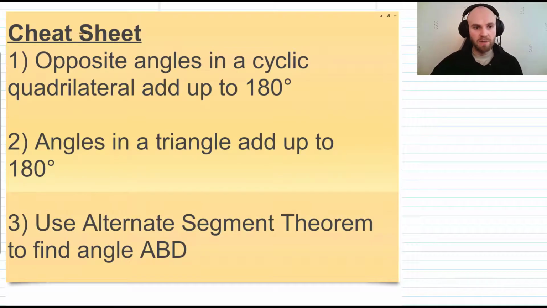So if we go straight to the cheat sheet, the opposite angles in a cyclic quadrilateral are going to add up to 180 degrees. That's something to bear in mind. The angles in a triangle, you should know this one, really important. The angles in a triangle add up to 180 degrees. And part 3, we're going to use the alternate segment theorem to find the angle ABD.